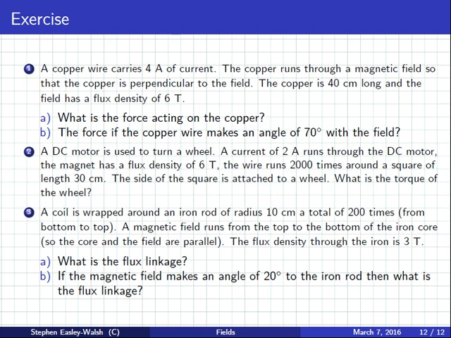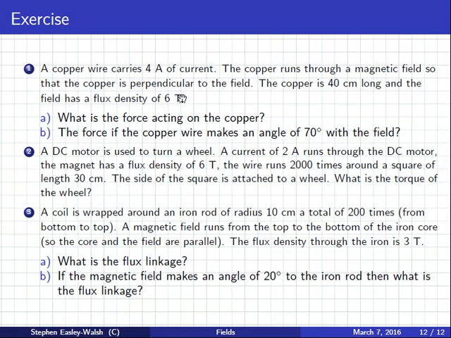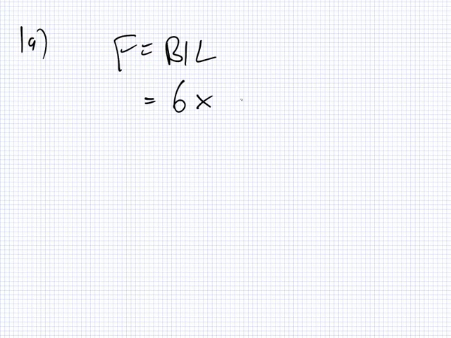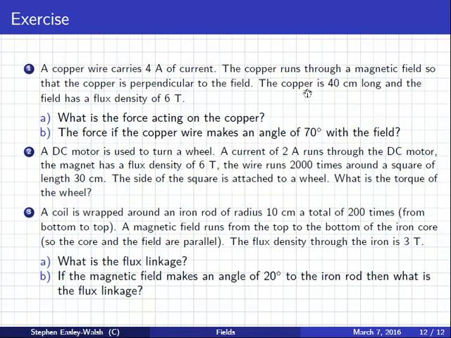So what formula, Andrew, do we need for part A? The BIL, yeah. And what's the B here? No, B is 6. Yep. The I, 4. The L, 0.4. What's wrong with you? 0.4. No, 0.4. Sorry. What?